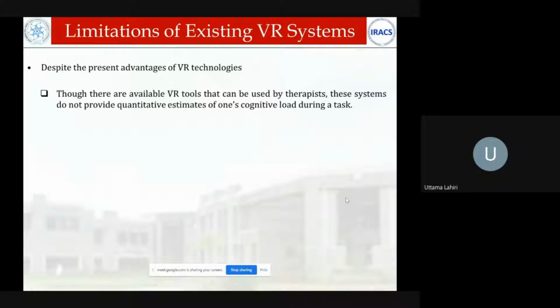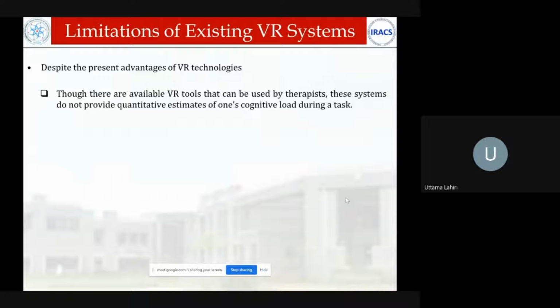But despite several advantages of virtual reality-based technologies, presently, the current state-of-the-art VR-based techniques do not provide quantitative estimates of one's cognitive load during a task. So, in fact, it is like an open loop system, or I should say, a partially closed loop system where the system responds based on the performance of the child. So sort of like interactive games in VR. But these are not serious games.